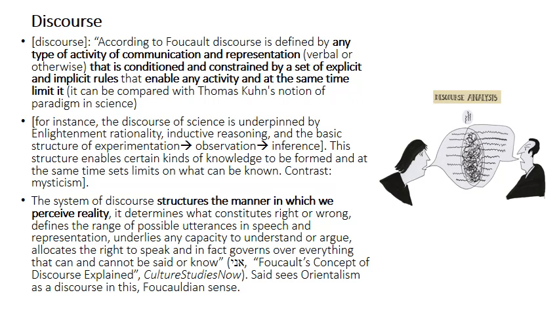So yeah, the system of discourse structures the manner in which we perceive reality. It determines what constitutes right or wrong, defines the range of possible utterances in speech and representation, underlies any capacity to understand or argue, allocates the right to speak, and in fact governs over everything that can and cannot be said or known. Sorry, there should be an N there. But again, let me go through this point by point.